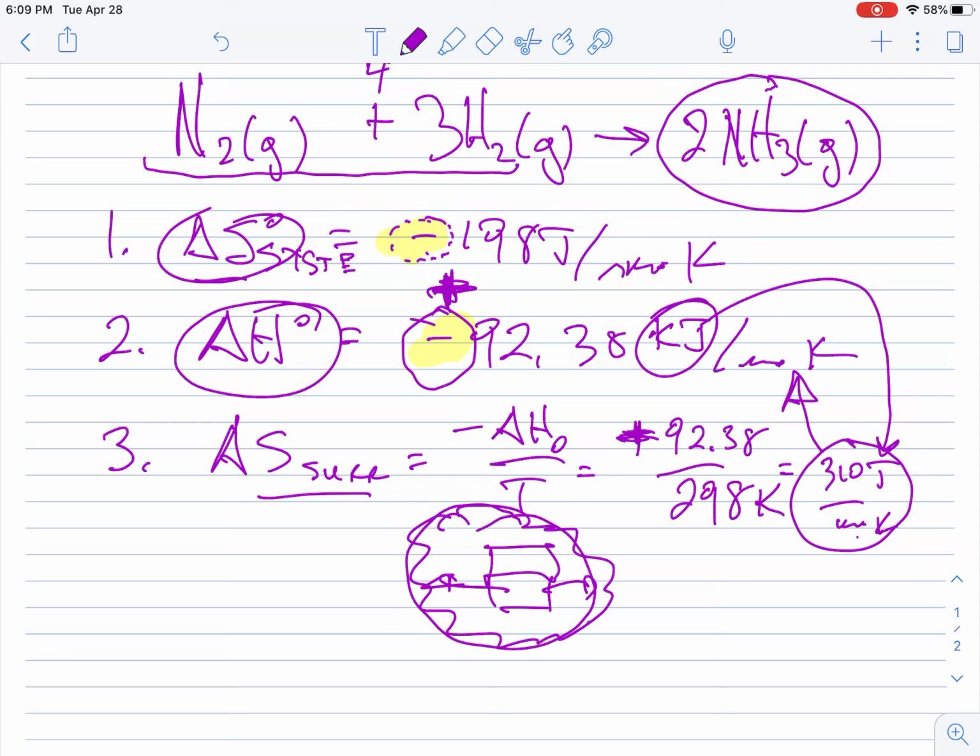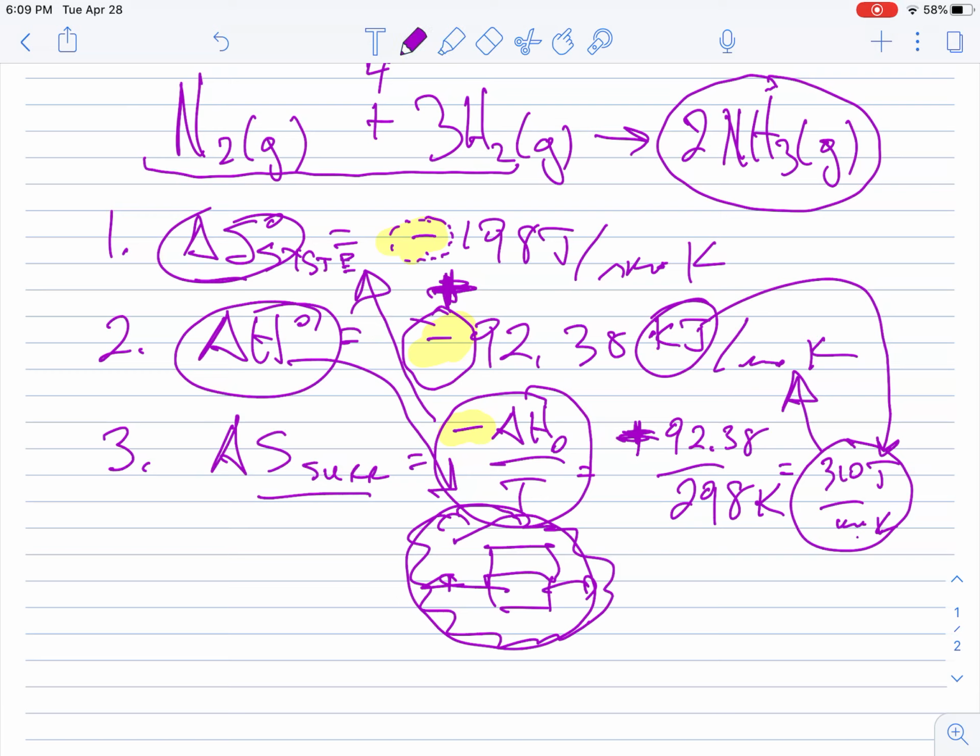Now, here's the anomaly. Notice delta S of the surroundings has nothing to do with the system in terms of a calculation. The only thing that determines delta S for the surroundings is this negative delta H over T. Do not, I repeat, do not forget the significance of that negative. So this is why we have a negative of a negative. We end up with a positive value. That's why that works.